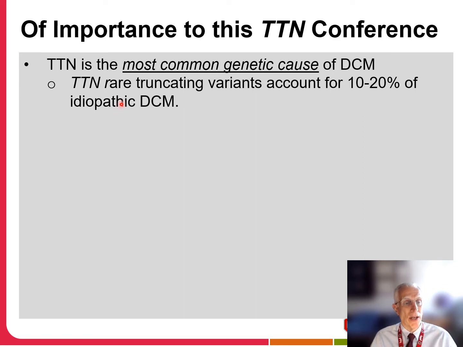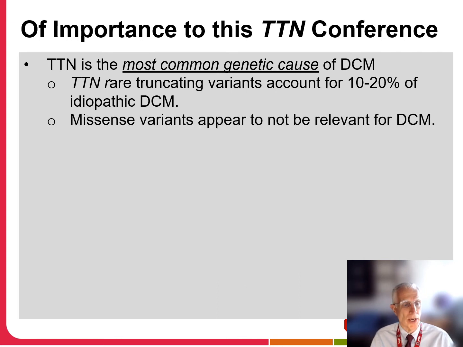And these Titin truncating variants account for 10 to 20% of idiopathic dilated cardiomyopathy. It's well established in the medical literature. Most of these other genes that I showed on the previous slides account for 2, 3, maybe 4%. So Titin is by far the most common cause of dilated cardiomyopathy. Now, missense variants, changing one amino acid, do not appear to be relevant for dilated cardiomyopathy.